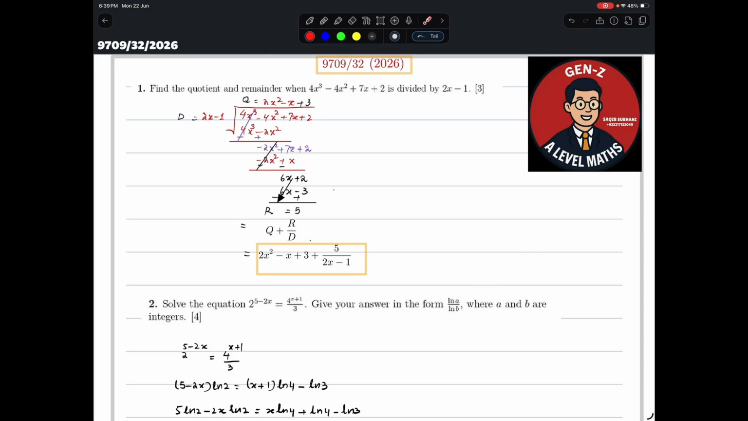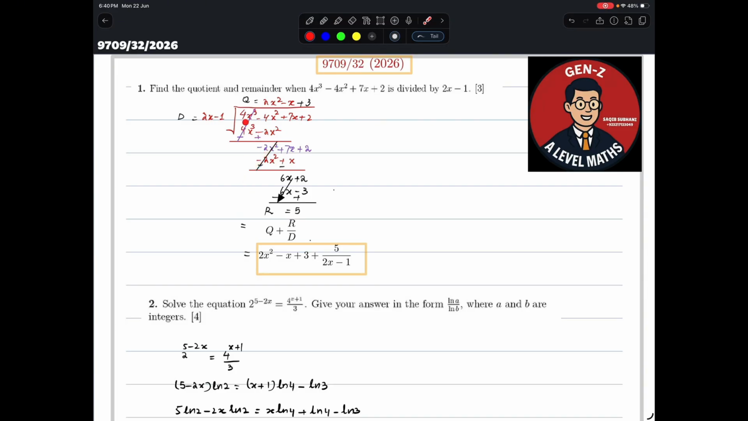So we'll put the higher degree polynomial into the hut like this, and the divisor is 2x minus 1 outside the hut, and we will solve it through long division. So 4x cube minus 4x square plus 7x plus 2. First of all we will multiply the divisor with 2x square. We will be getting 4x cube minus 2x square.